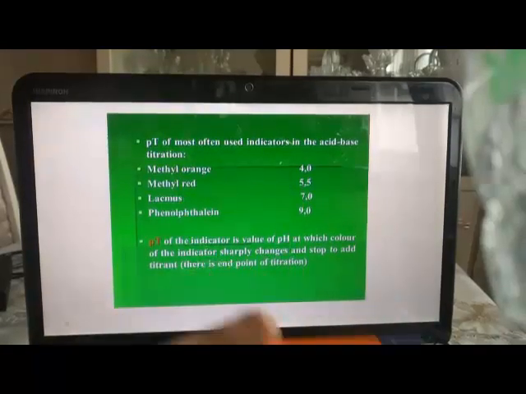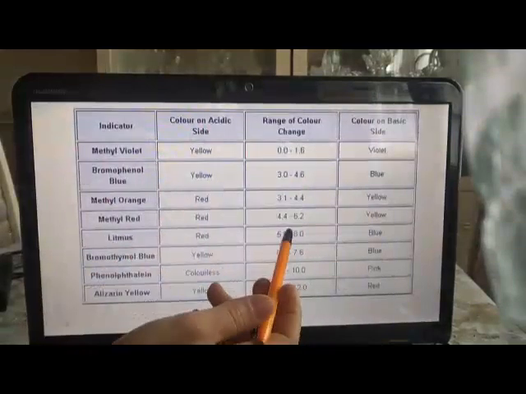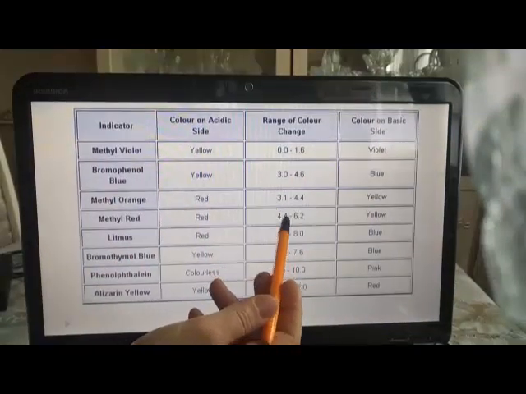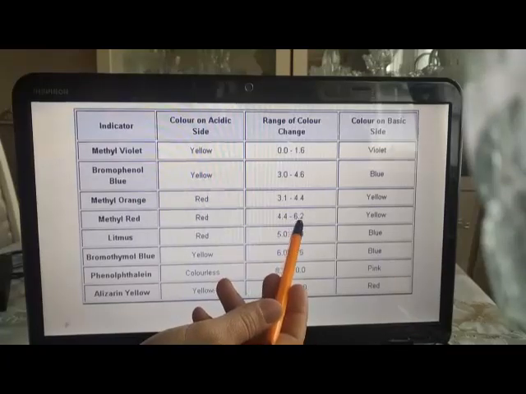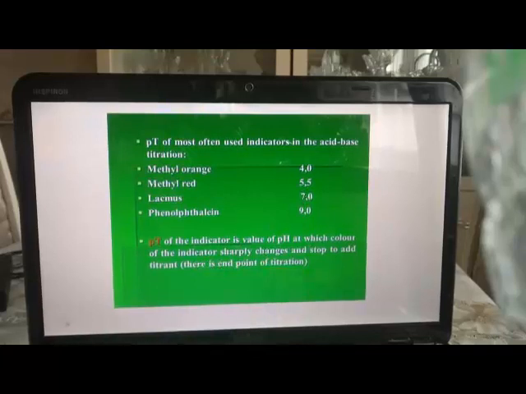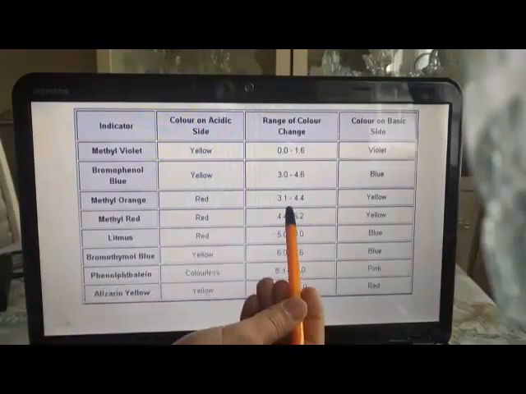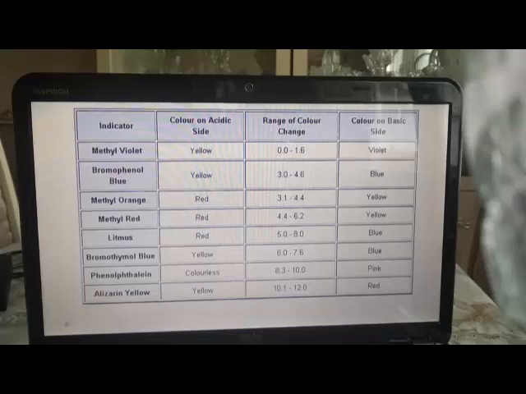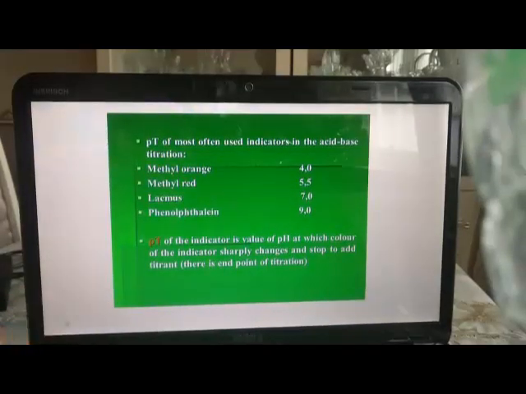Or methyl red, with a transition range from 4.4 to 6.2, and the titration exponent pT for methyl red is equal to 5.5. So it is the middle point of the transition range. pT of the indicator is the value of pH at which the color of the indicator sharply changes, and we stop adding titrant. This is the end point of titration.